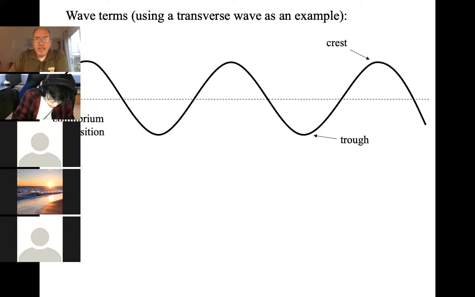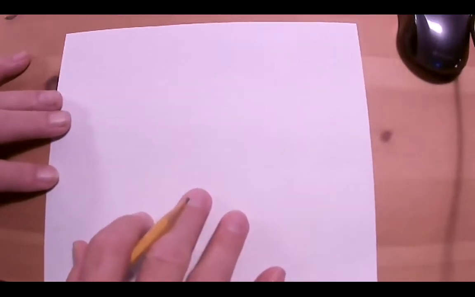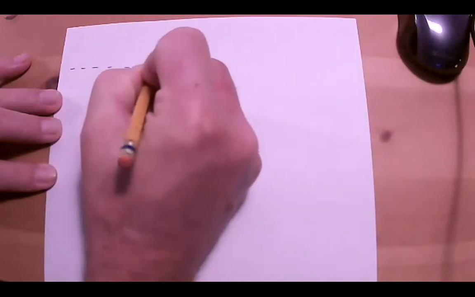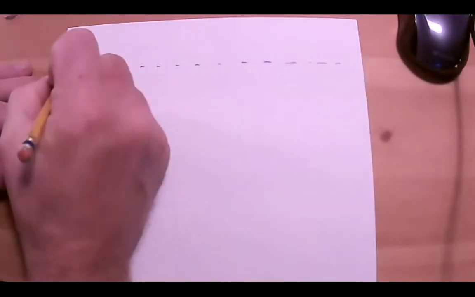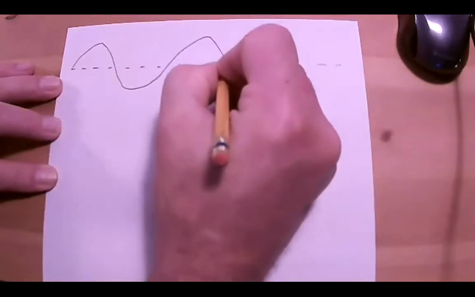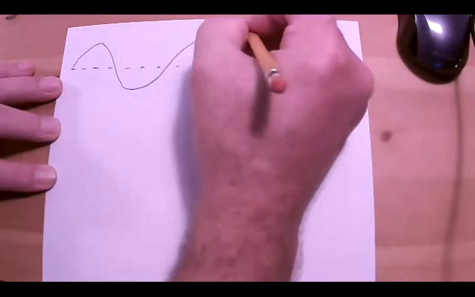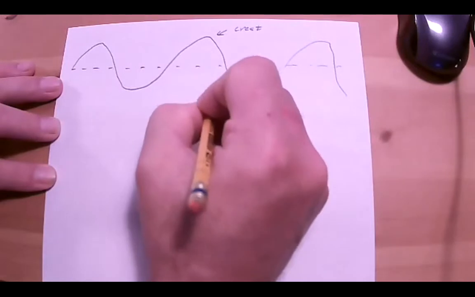Now I'm going to stop sharing for a moment, and I'm going to go with my camera here so you can see. I'm going to draw a transverse wave. There's going to be my rest position, and there's going to be a transverse wave. The top is called a crest, and the bottom is called a trough.